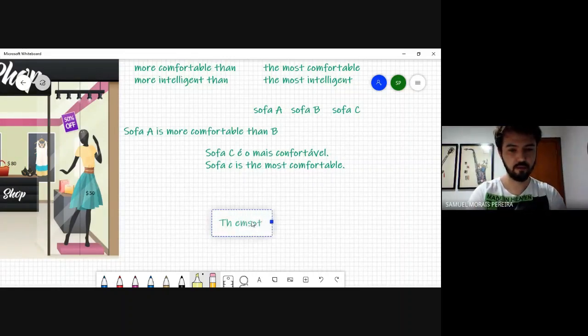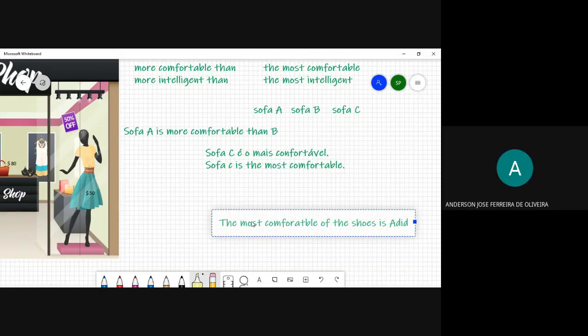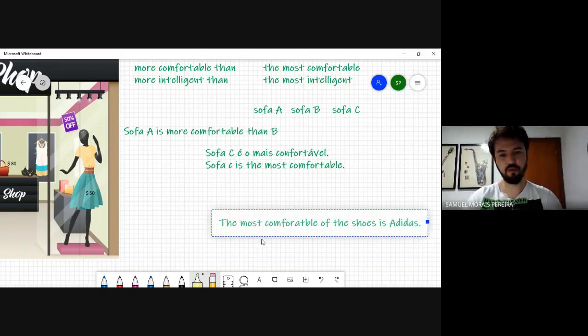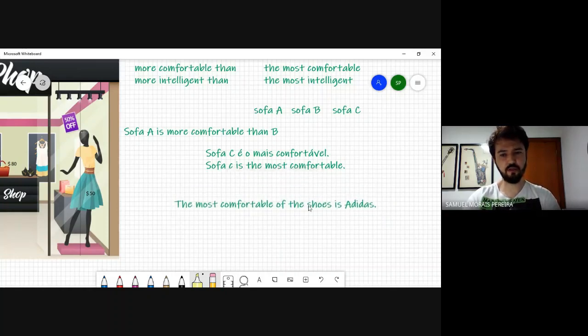The most. É isso aqui que você falou, não foi? The most comfortable, of the shoes, é isso? Of the shoes. Eu vou pôr no singular. Is Adidas. Foi isso que você falou? Ok, isso. The most comfortable. Sorry. The most comfortable of the shoes is Adidas. Dependendo do contexto em que você está, imagina que alguém pergunta quais são os sapatos que você acha mais confortáveis, né?